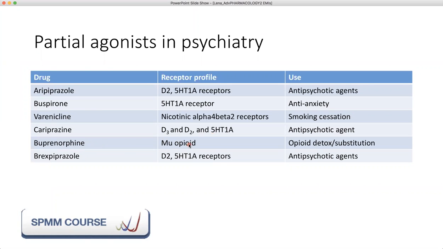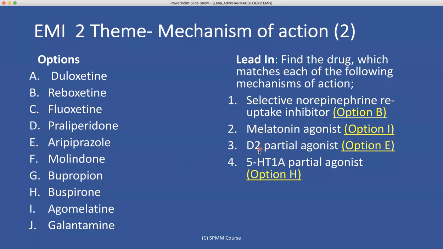Buprenorphine is a mu opioid partial agonist used in opioid maintenance therapy, substitution therapy. Brexpiprazole is also an antipsychotic, which is similar to aripiprazole in its profile. It's a D2 5-HT1A partial agonist. So this question, D2 partial agonist would be aripiprazole. We don't have brexpiprazole listed. We don't have cariprazine listed. And 5-HT1A partial agonist is likely to be buspirone.